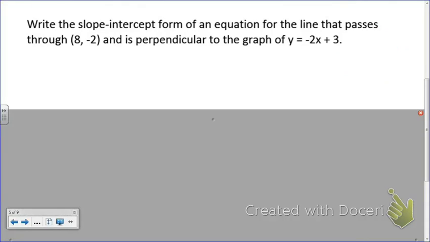Our second example is done in much the same manner. It has given me my point, 8, -2. However, this time I want my new line to be perpendicular to the graph of y equals -2x plus 3.